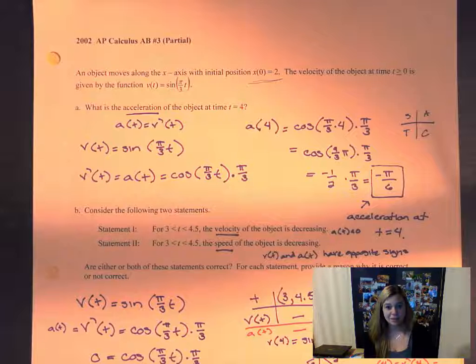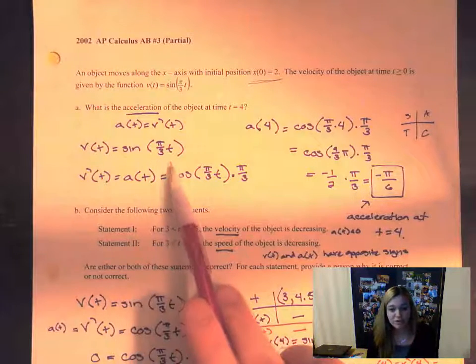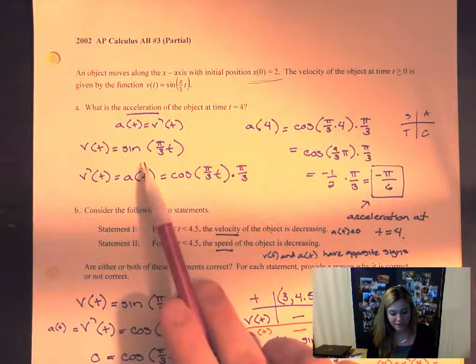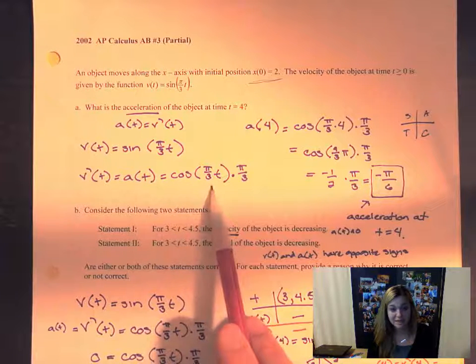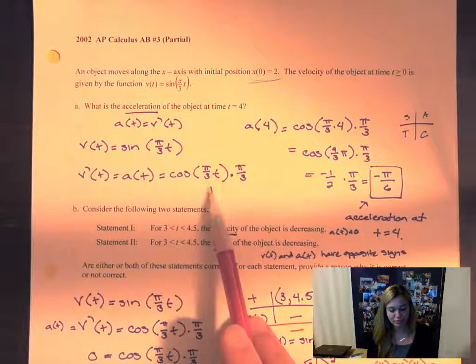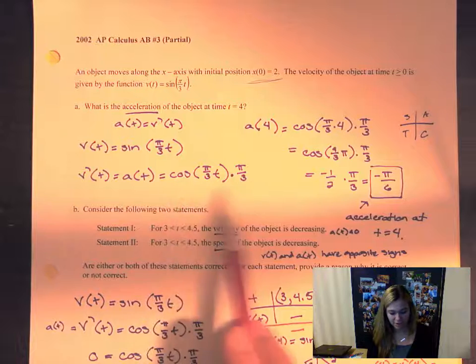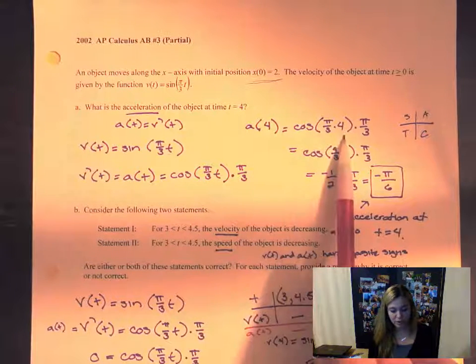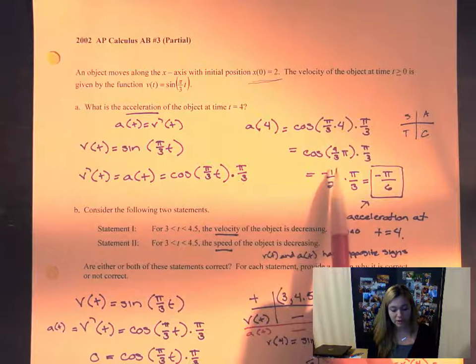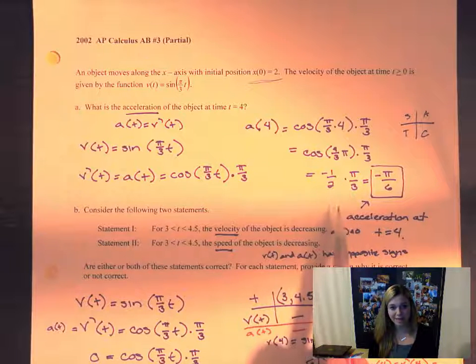Okay, so to find acceleration, we're taking the derivative of velocity. And so to find the derivative of velocity, we've got sine of pi over 3t. The derivative of sine is cosine. Leave the inside alone because this is chain rule. Times the derivative of the inside. The derivative of pi over 3t is just pi over 3. This is the coefficient. Okay, to find t equals 4, substitute in 4. When you're finding cosine of 4/3 pi, what you're really doing is finding the cosine of pi over 3, which is just 1/2. And you can make triangles.